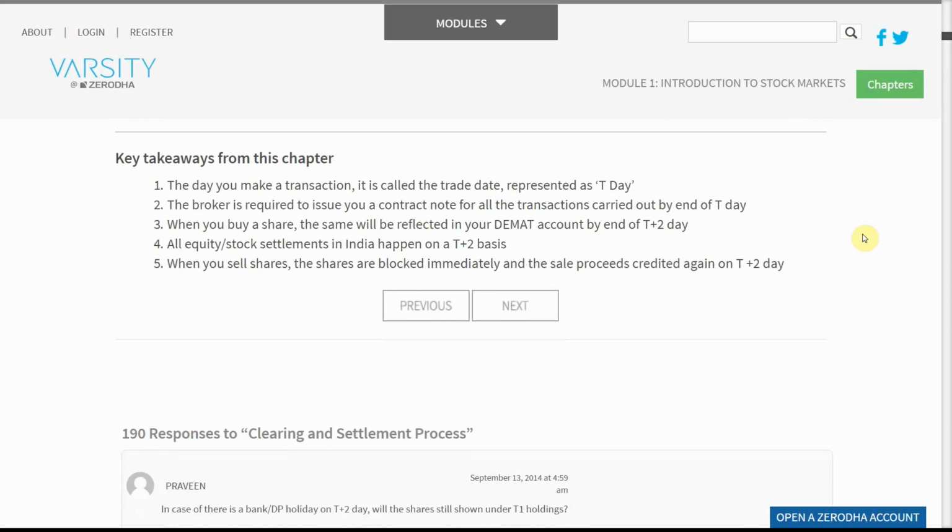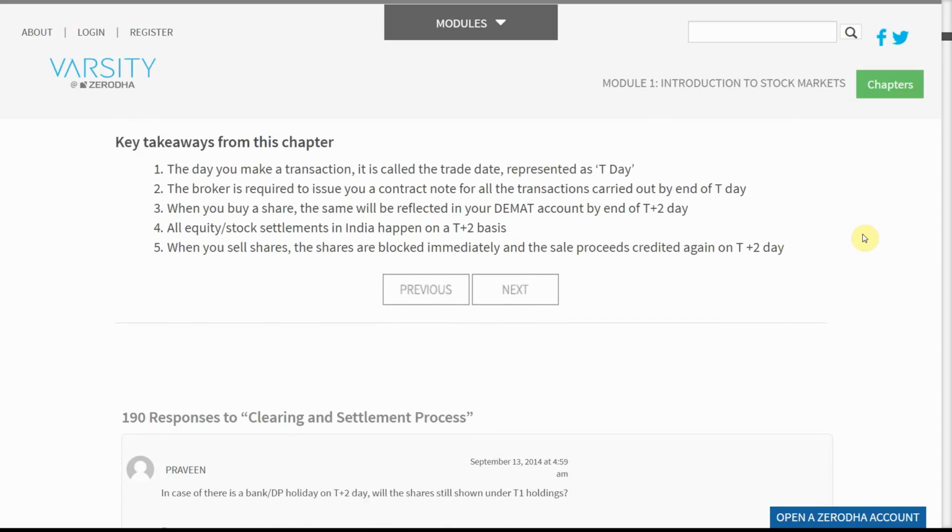Key takeaways from this chapter. The day you make a transaction is called the trade date, represented as T day. The broker is required to issue you a contract note for all the transactions carried out by end of T day. When you buy a share, the same will be reflected in your Demat account by end of T+2 day. All equity stock settlements in India happen on a T+2 basis. When you sell shares, the shares are blocked immediately and the sale proceeds are credited again on T+2 day.